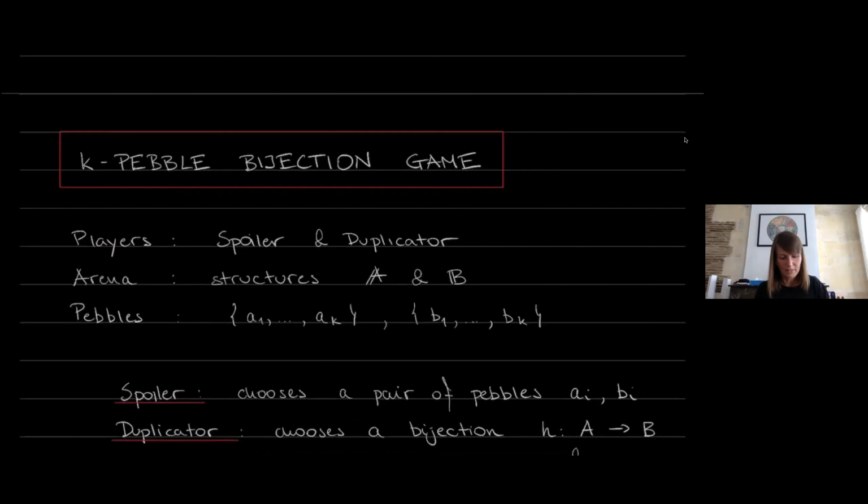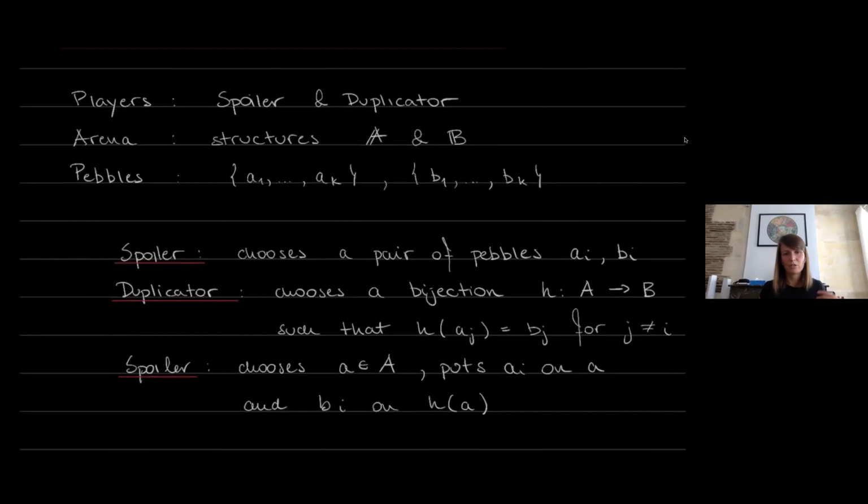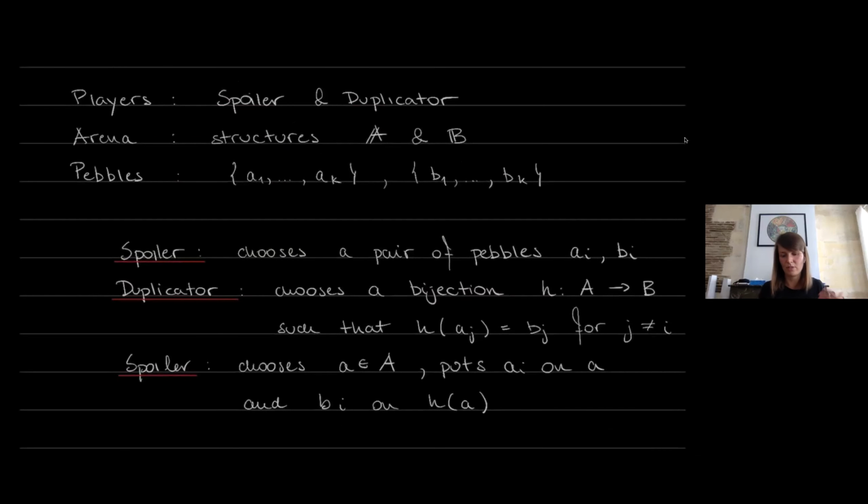And this is what happens in the game. First, spoiler chooses some pair of pebbles a_i, b_i. Duplicator has to respond with a bijection between the elements of the structures.